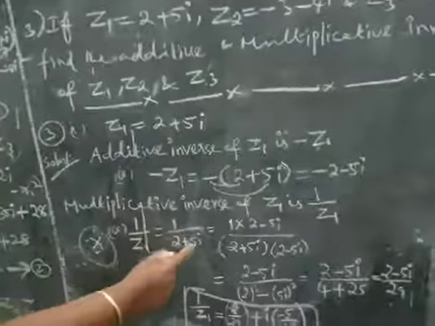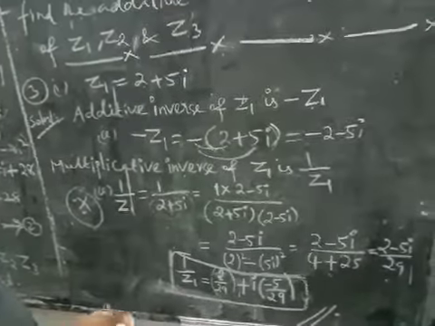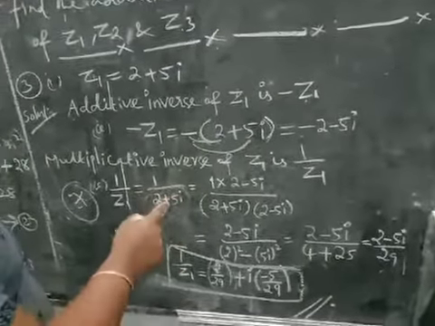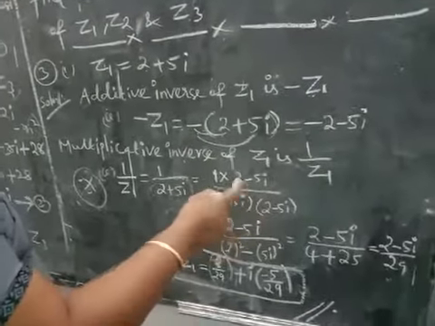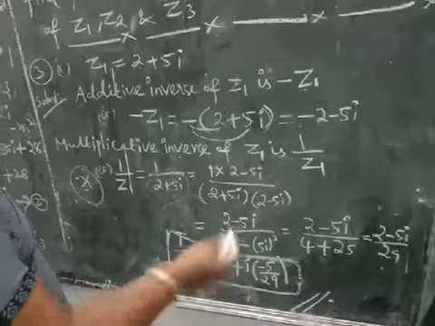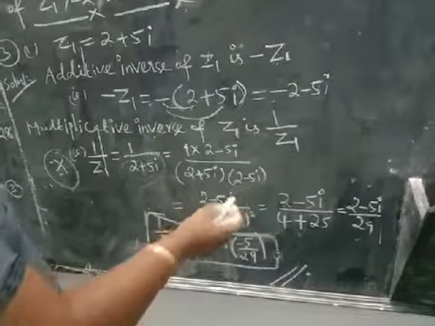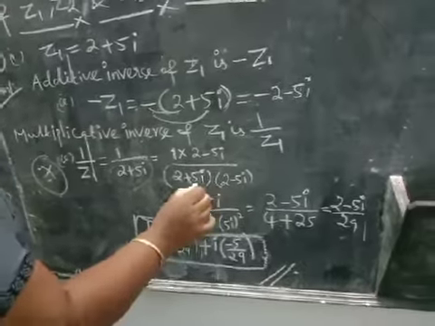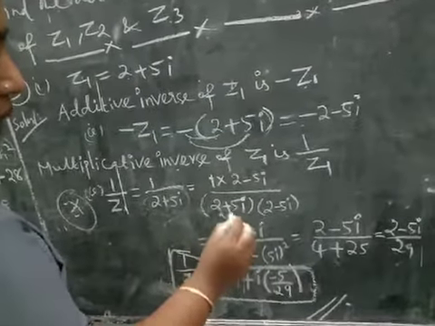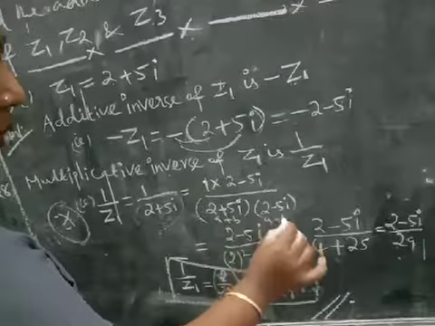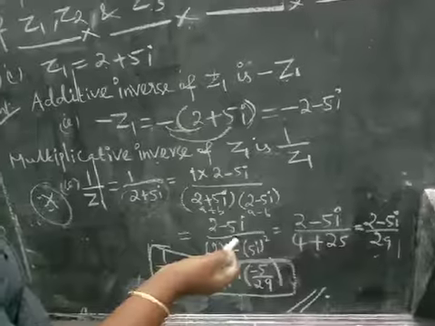Now 1 by 2 plus 5i. This is in the standard form, x plus iy. So no problem, just conjugate. Plus 5i, no? Put minus. So multiply numerator and denominator by 2 minus 5i. So 1 into 2 minus 5i, 2 minus 5i. Look at this: 2 plus 5i into 2 minus 5i. This is in the form of a plus b into a minus b. Algebraic formula. Do you remember?